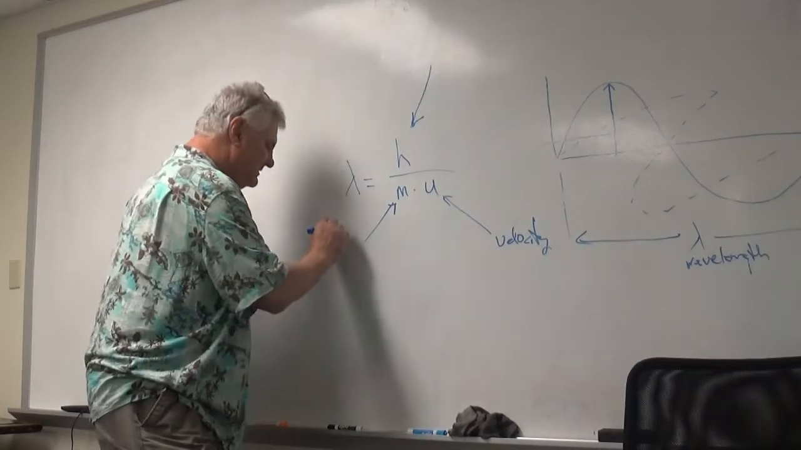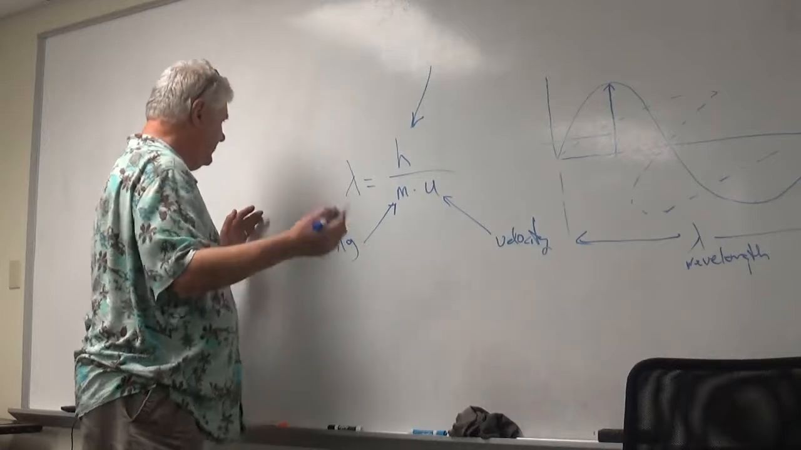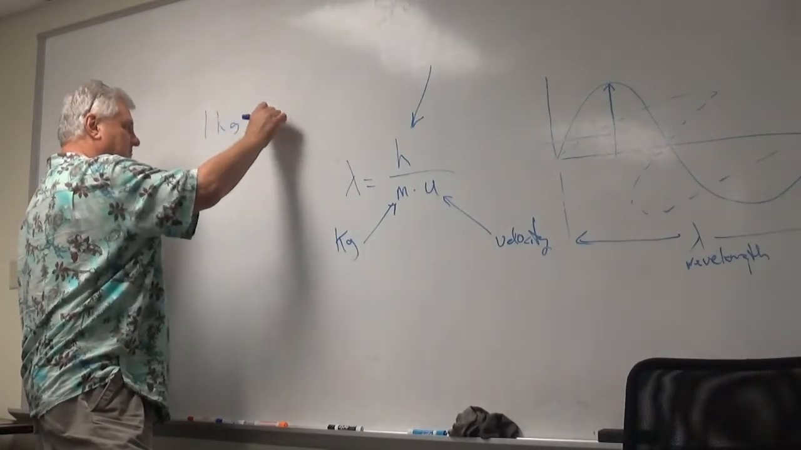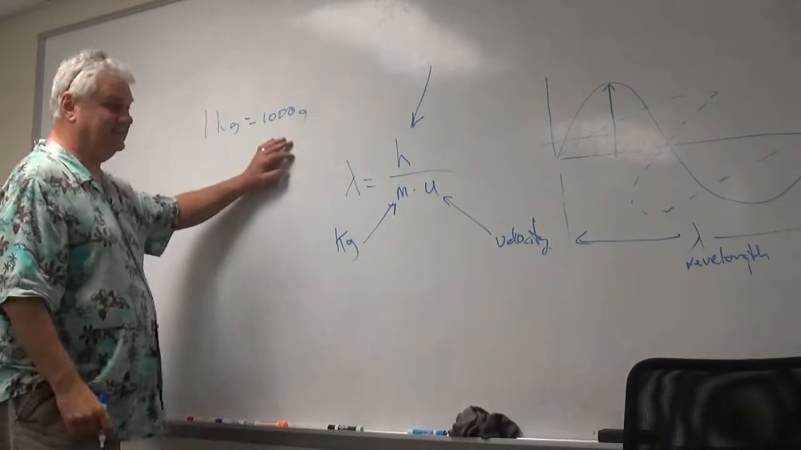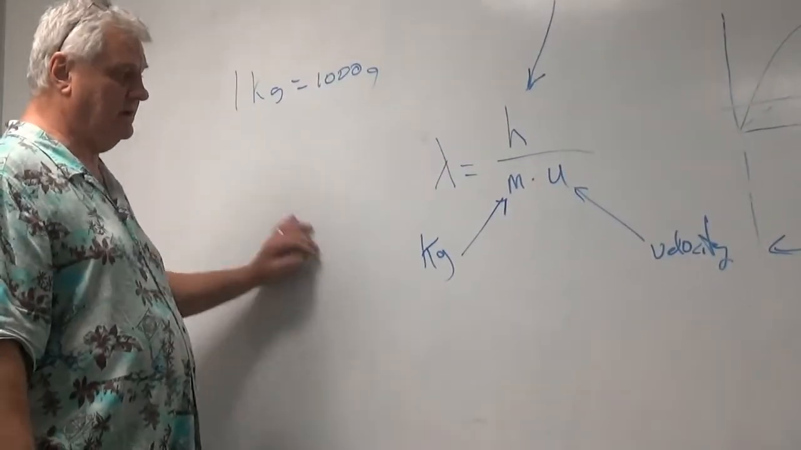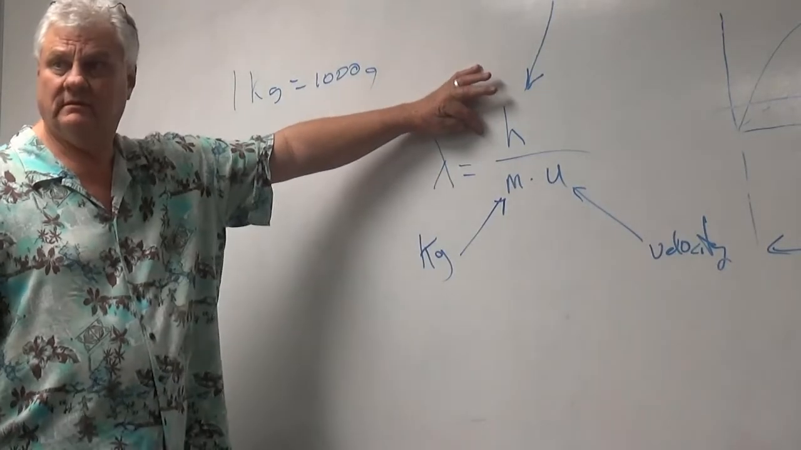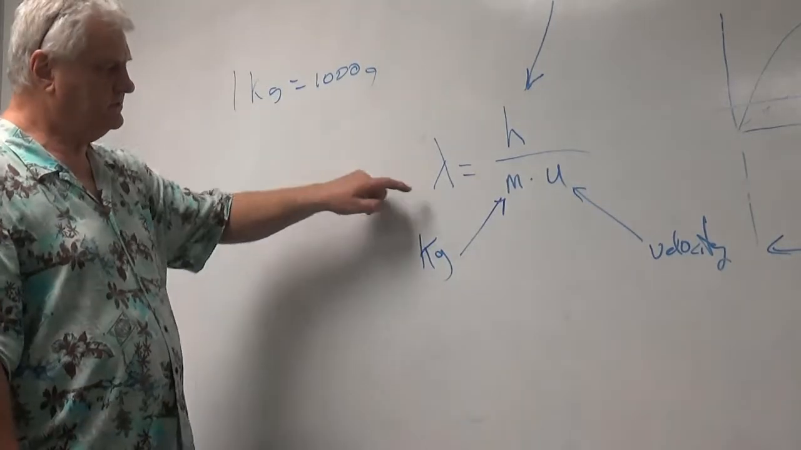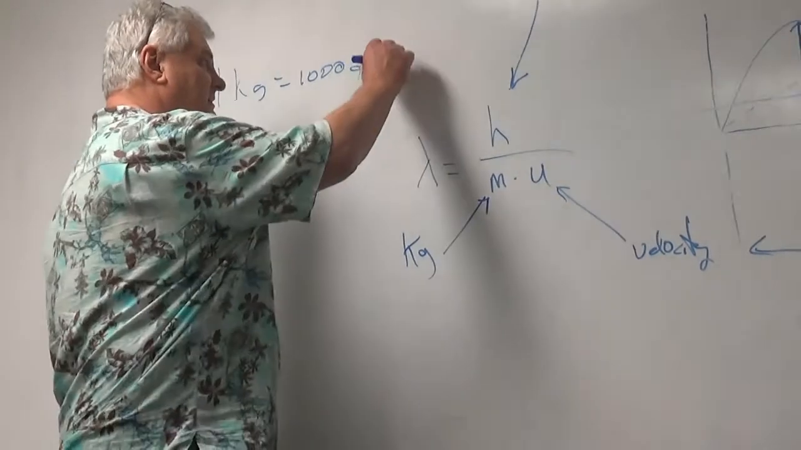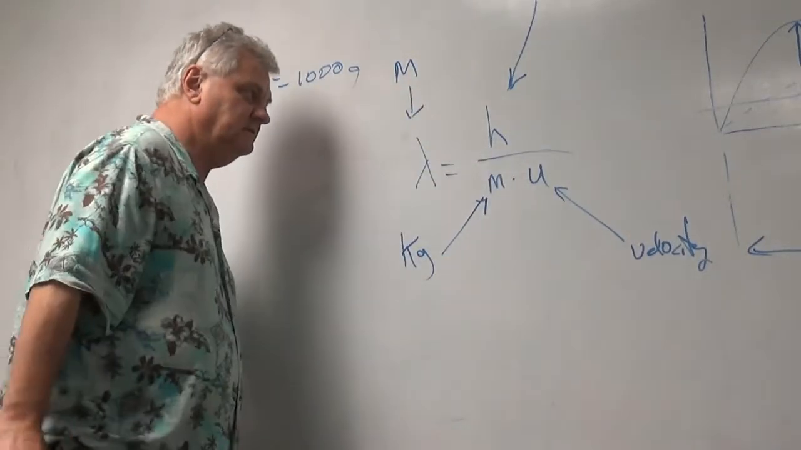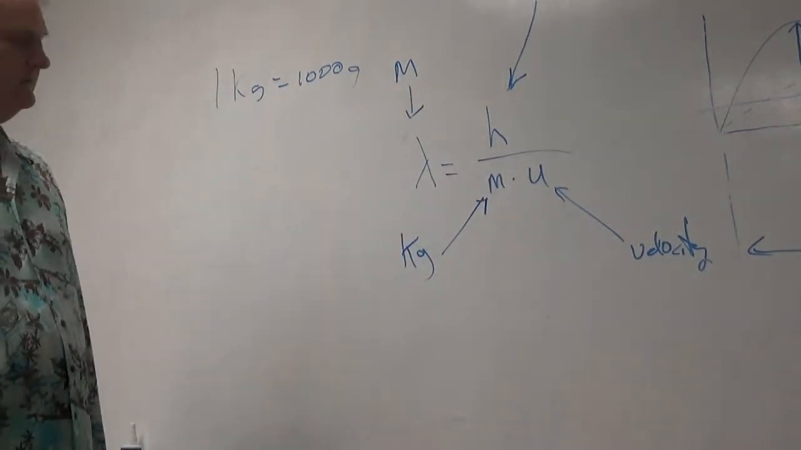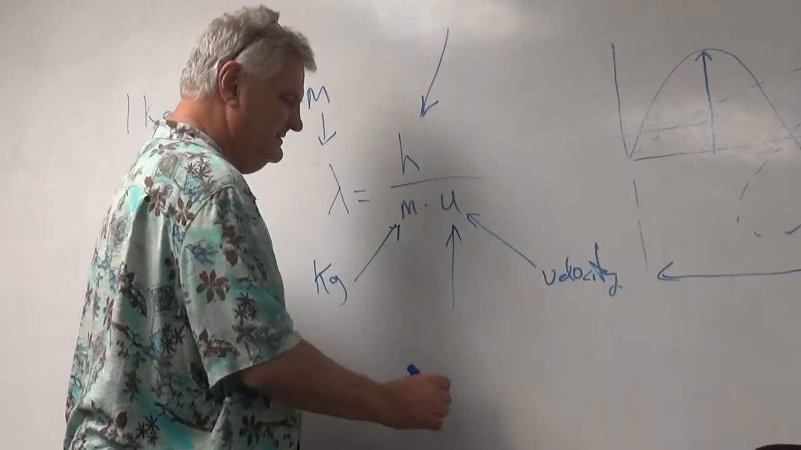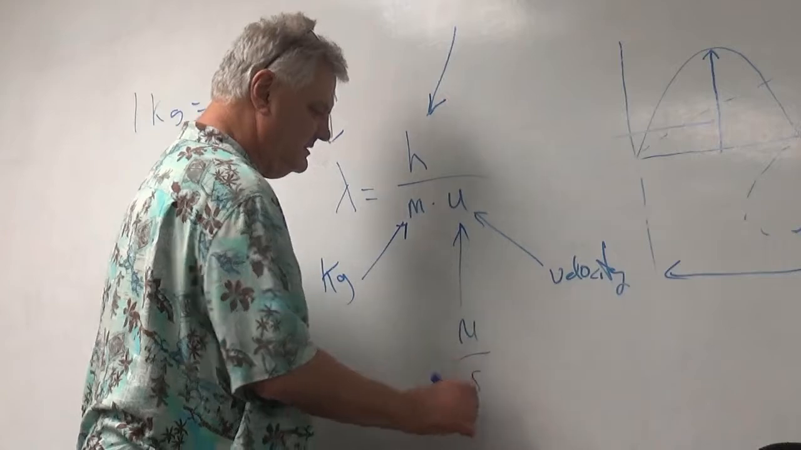It has to be in kilograms. And if you need it, on the formula sheet, 1 kilogram is 1,000 grams. If you have the mass in grams, you're going to have to convert it to kilograms if you're going to put it in the equation with Planck's constant. Okay? And of course, the wavelength will be in meters if you use this equation for calculating the de Broglie wavelength. And the velocity has to be in meters per second, okay?